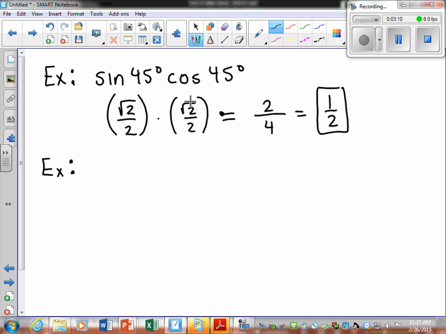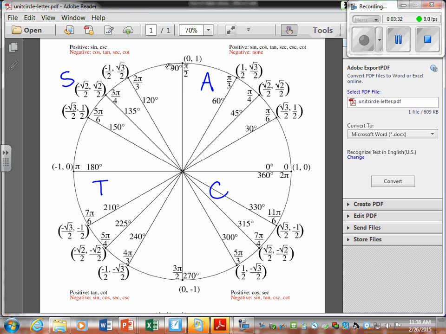Alright, the next one I want you to try is if you have the sine of 90 degrees plus the tangent of 45 degrees. Sine of 90 degrees is one of our quadrantal angles. What is the sine of 90? 1. Use your unit circle to identify. I come to 90 degrees. Sine of 90 is 1.